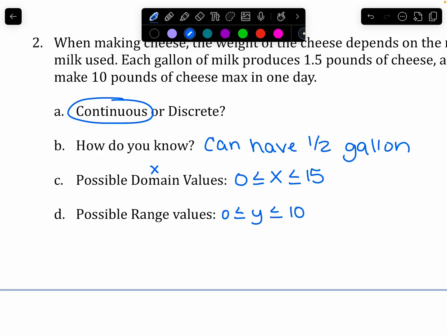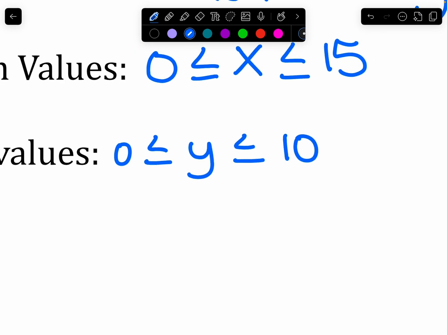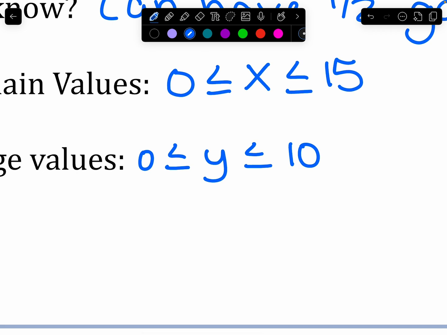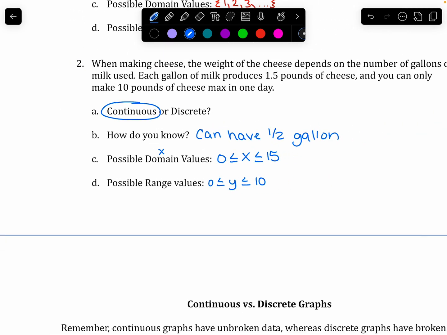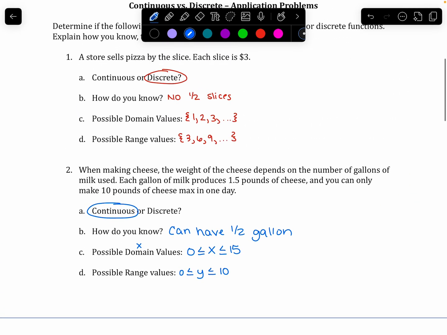But could I only make 1.5 pounds of cheese? Sure. Is 1.5 between 0 and 10? Yeah. Can I make 10 pounds of cheese in one day? Absolutely. Could I make 0 pounds of cheese in one day? I mean, theoretically. Could I make a crumb of cheese in a day? Yes, absolutely. So because I have all of these possible answer choices that I can't list because there are just too many of them, I use inequalities to represent my domain and range here.